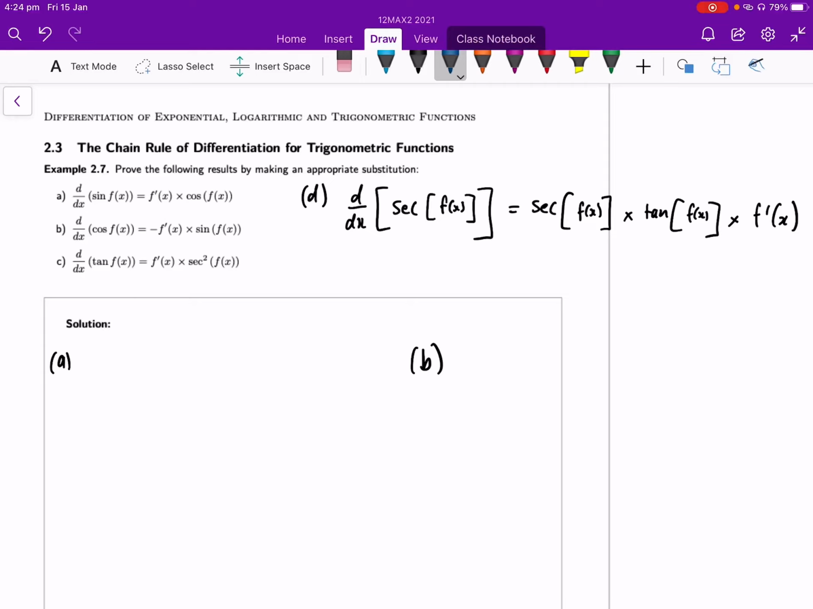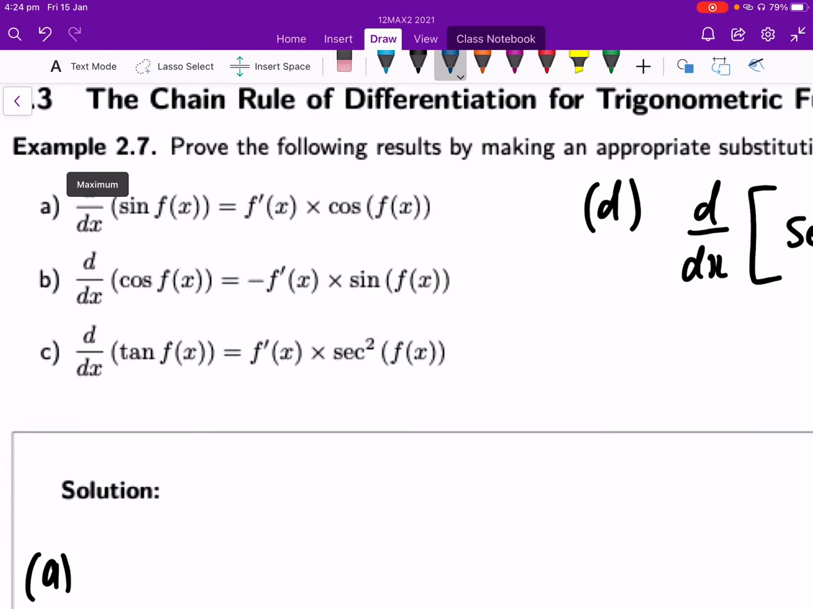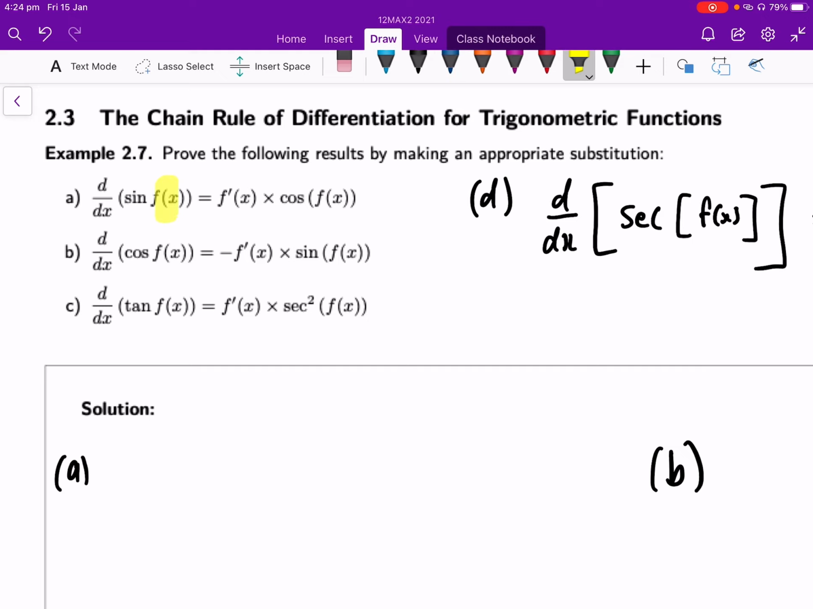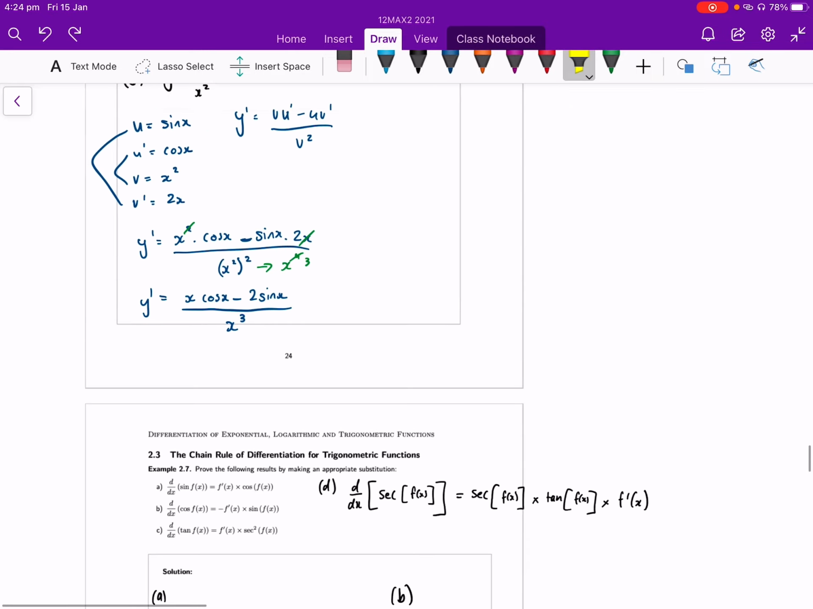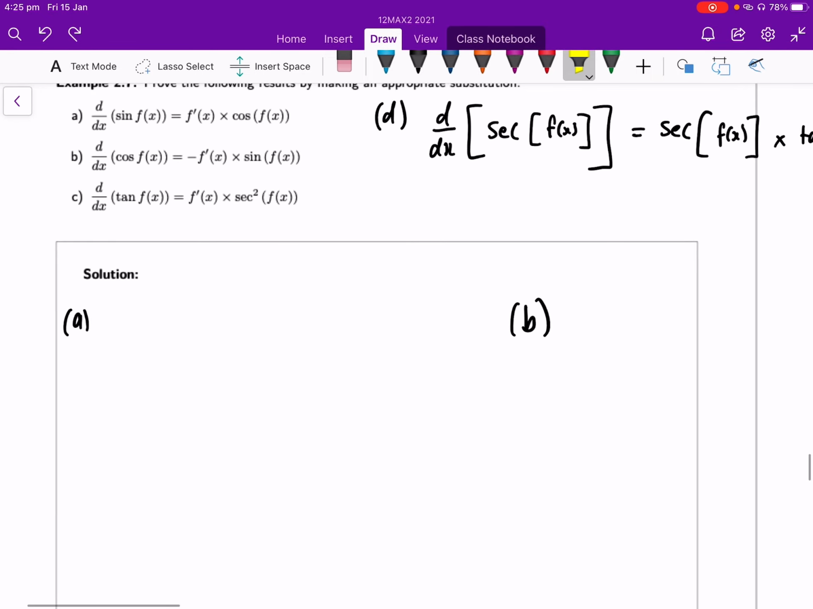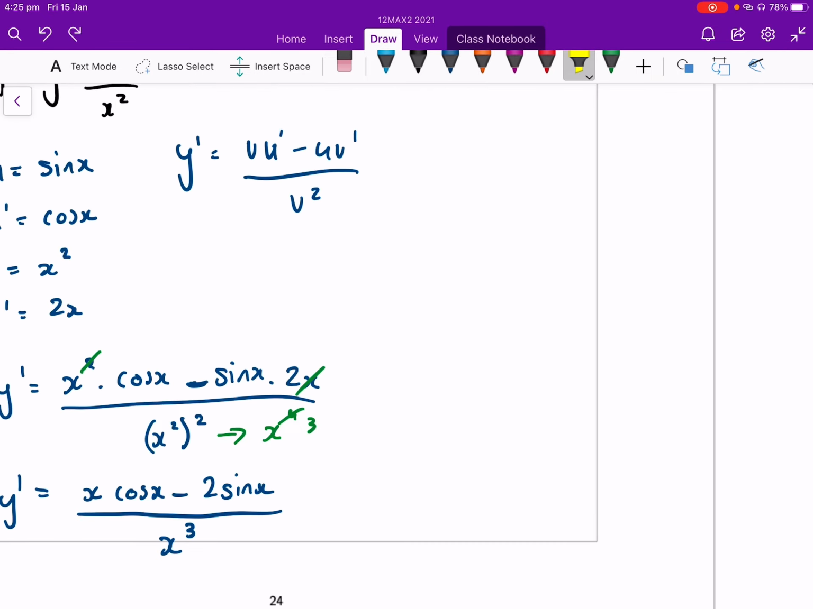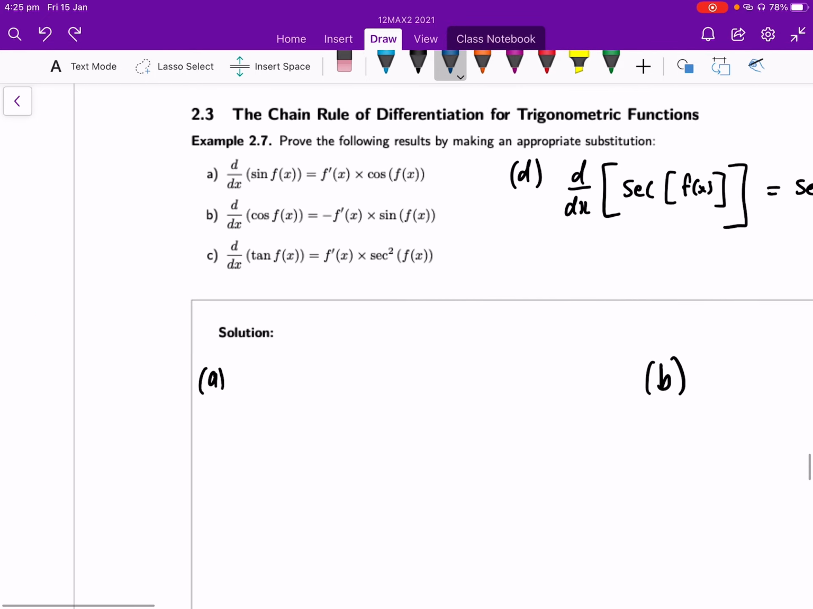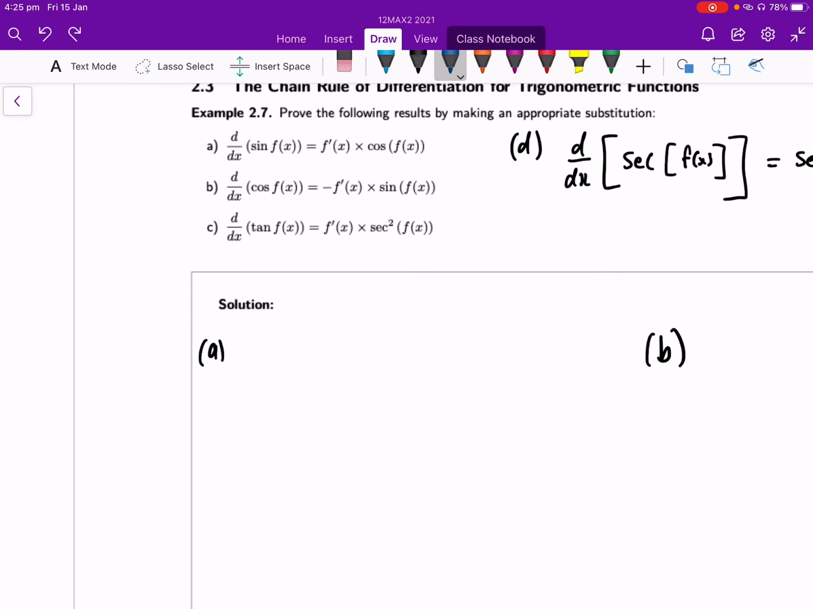Hello, today we're going to have a look at deriving sine, cos, and tan when we've actually got a function inside. So here you can see that I've got sine and then a function of x. So let's see how we can actually get these results. For this very first one here, I've got sine f of x.